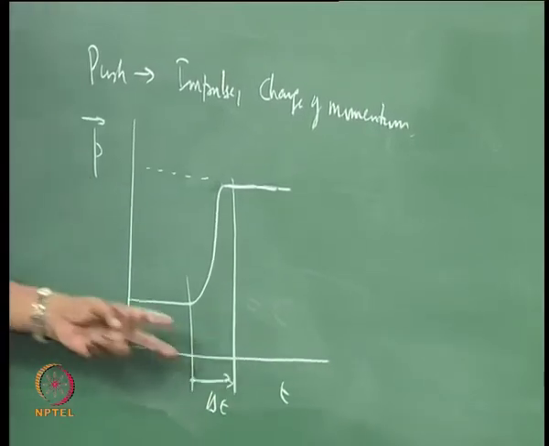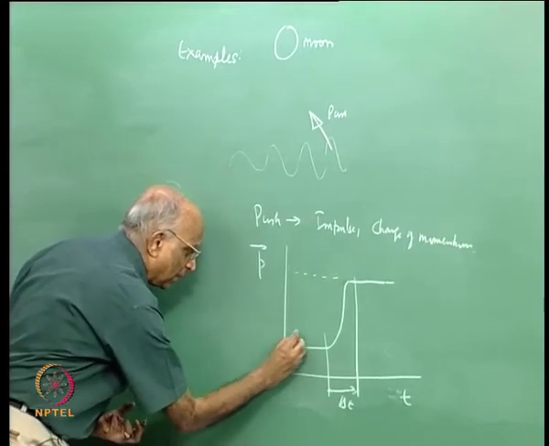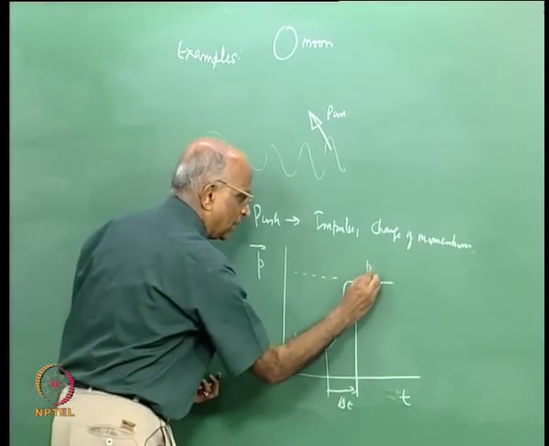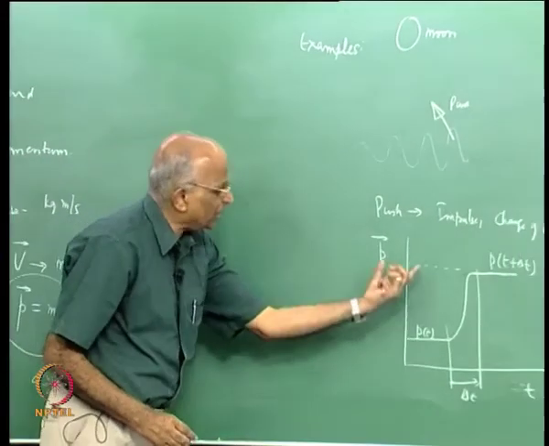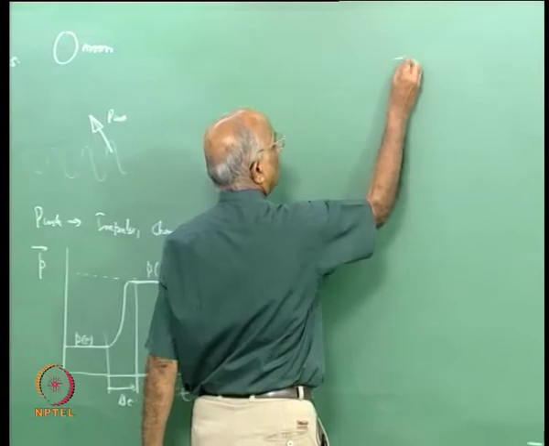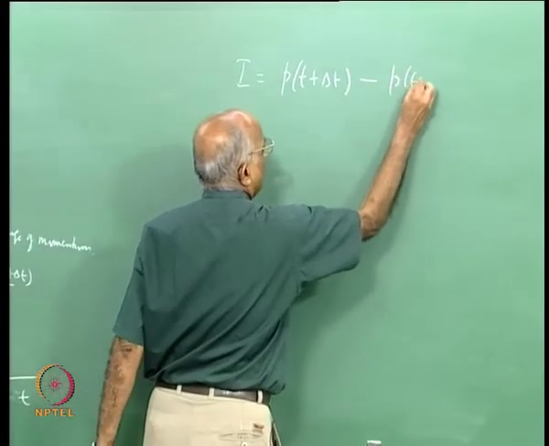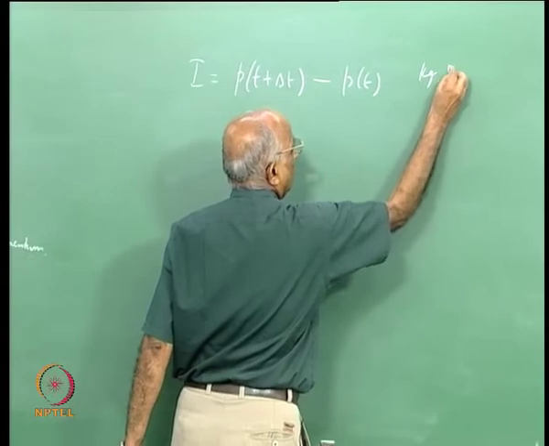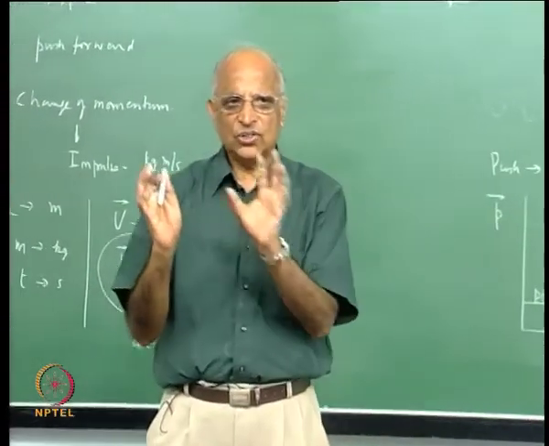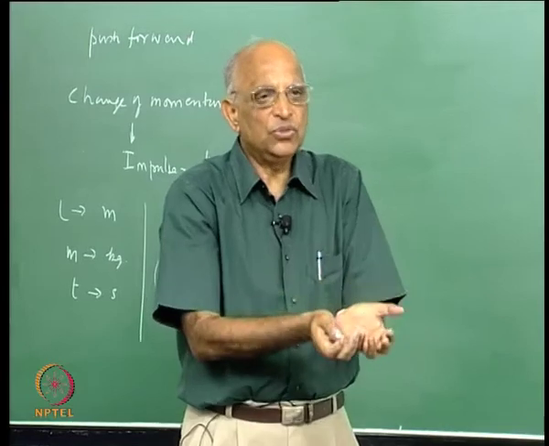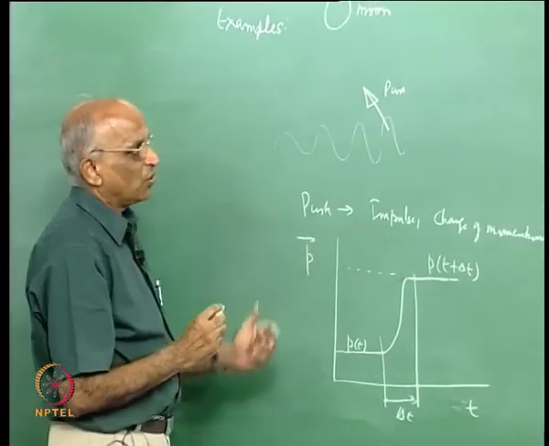I plot momentum as a function of time, and here I have the momentum changing: at time t it was p t, at time t plus delta t it is p t plus delta t, which is the momentum change. Therefore, what is the impulse associated with the change? The impulse is equal to the value of momentum at t plus delta t minus p t, so much kilogram meter per second. Let us be very clear about the definitions. Impulse is just a change of momentum. You give an impulse to a body, that means you change its momentum. And now, if I were to ask myself, what is the rate of change of momentum?